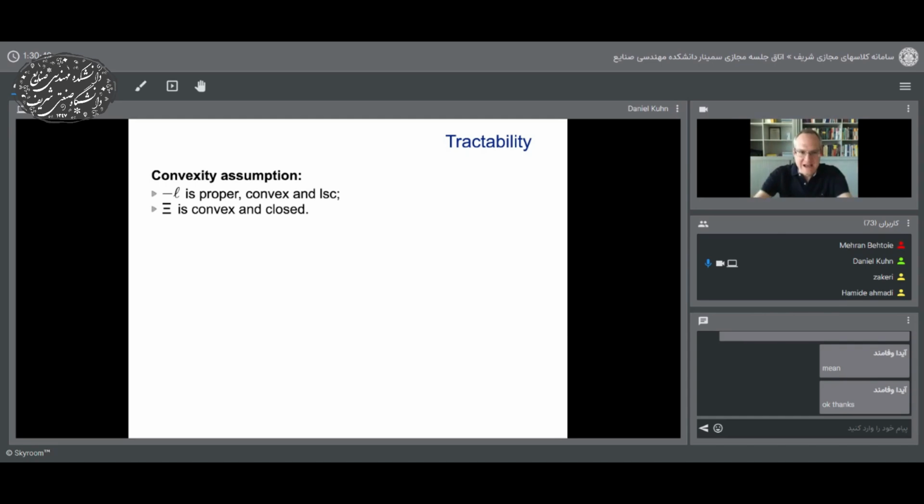As a function of Xi, minus L is a proper convex lower semi-continuous function, and that means L is a proper concave upper semi-continuous function. Let's also assume that the set capital Xi, which is the support set of the unknown distribution, is a convex closed set. Okay, so under these assumptions, I would like to show to you that evaluating the worst case expected loss over our Wasserstein ambiguity set is a simple problem.